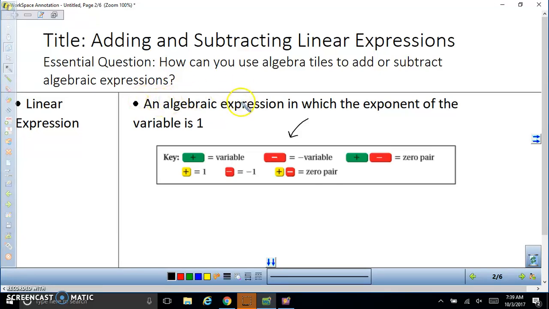It is an algebraic expression in which the exponent of the variable, that means the letter, is 1. Traditionally, you usually use x, but in our curriculum, we use all kinds of variables. Most of the time, you will see x in the real world. All right, I would write down this key just to help you keep track of what's going on. And let me just double check in my queue that I have those colors. And I do. Let's go ahead and get started.